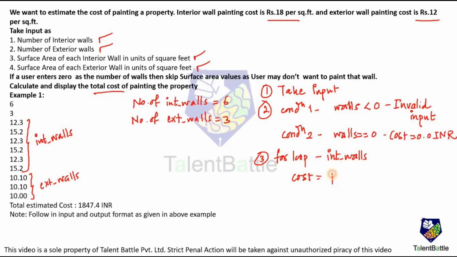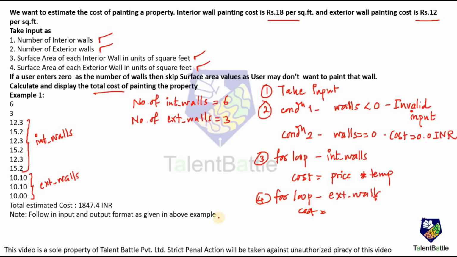So cost is equal to price multiplied by temp. Temp is nothing but the input for interior wall surface area. So this loop will work for all the inputs of interior walls, and you will get the final cost. And again, one more for loop I will take for exterior walls. Same logic, like cost is equal to the latest cost of interior walls.